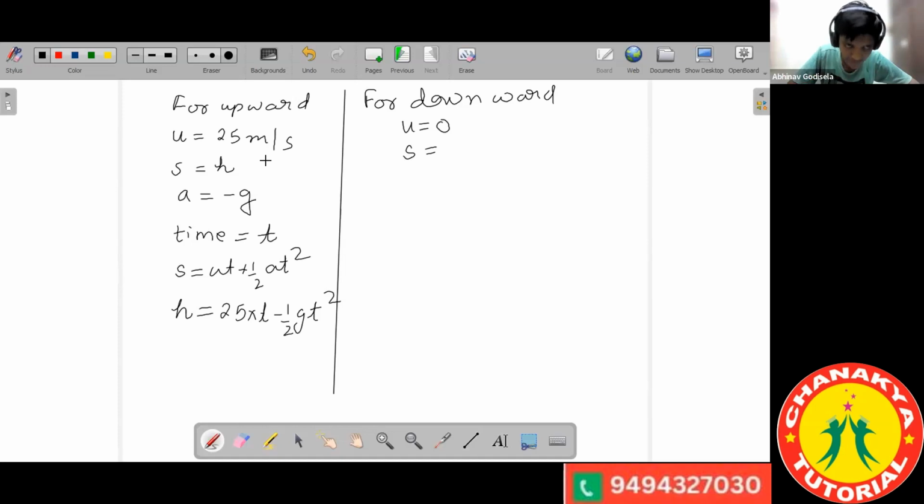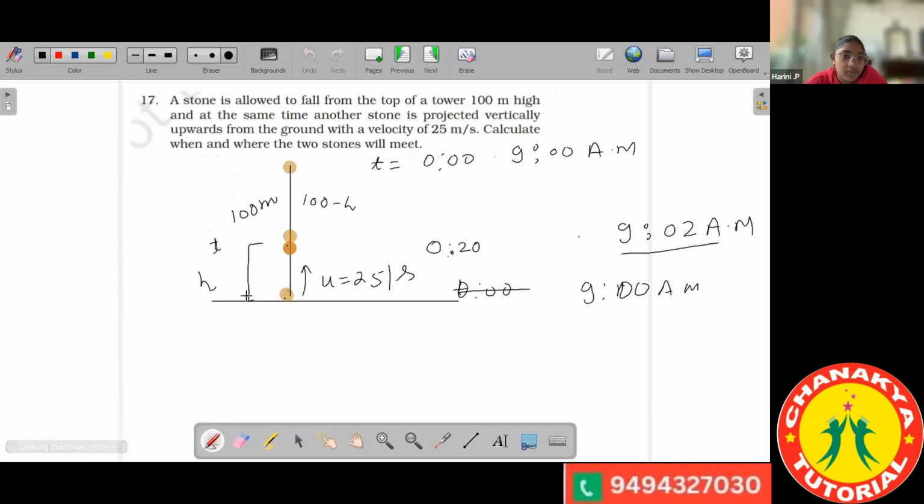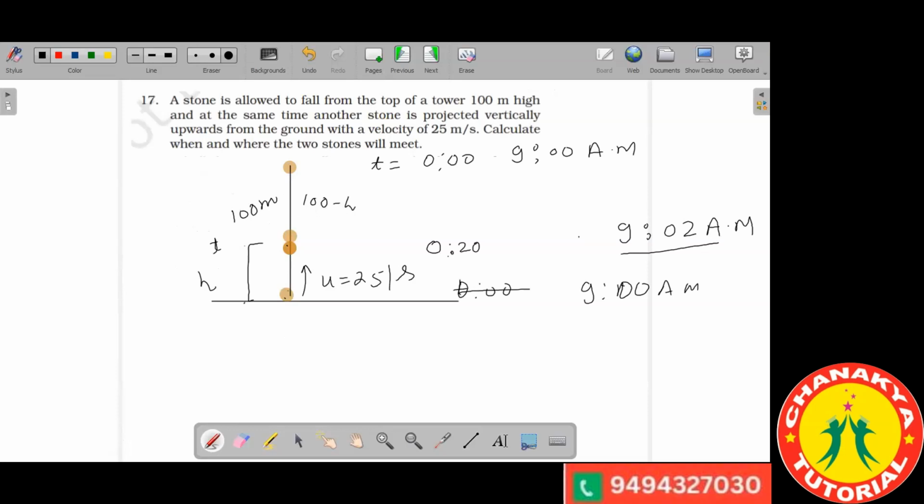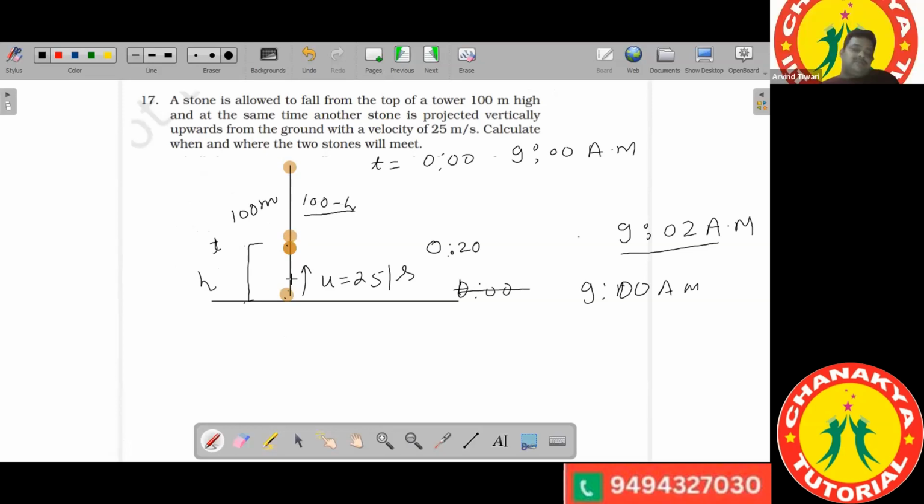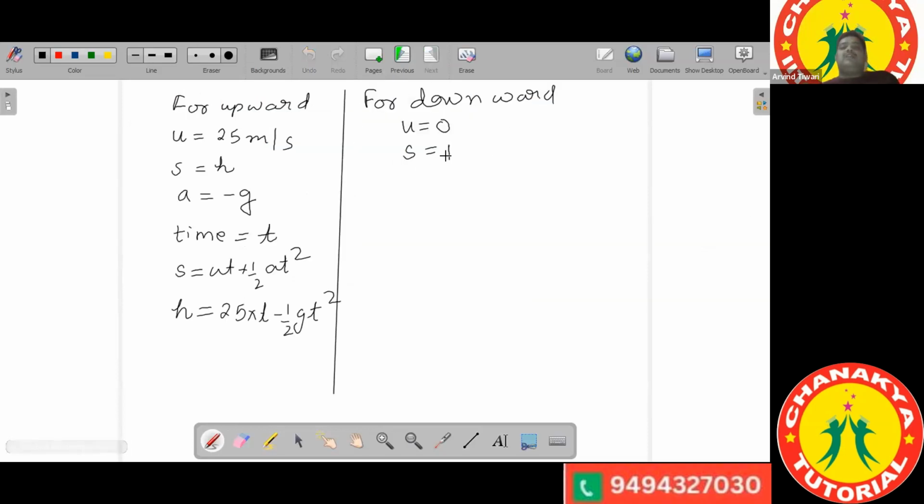It will be same as the upward only. The bottom one has traveled a displacement of h. And the displacement of the top one is 100 minus h, right? 100 was the complete. So displacement for this one is 100 minus h. We write here displacement is 100 minus h.